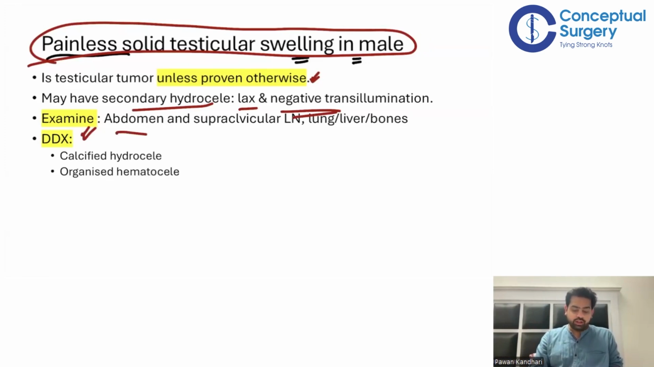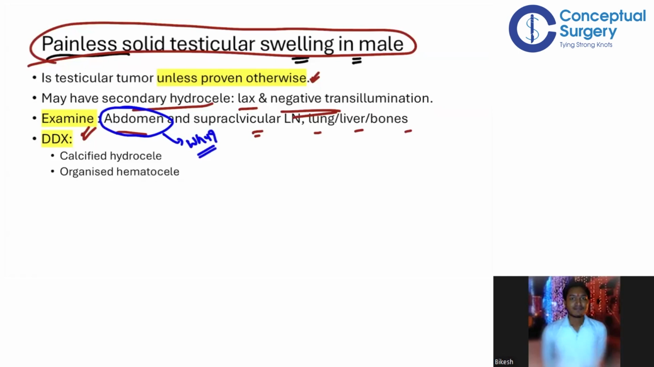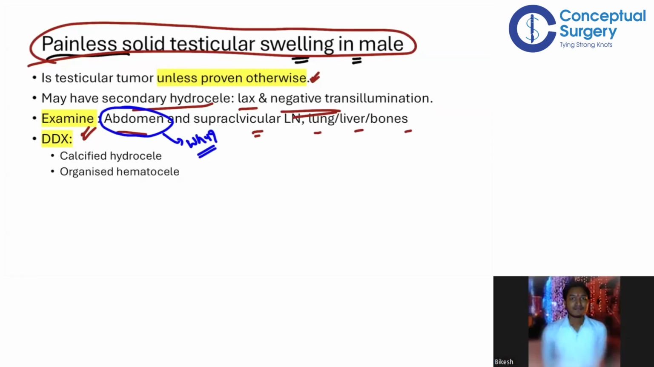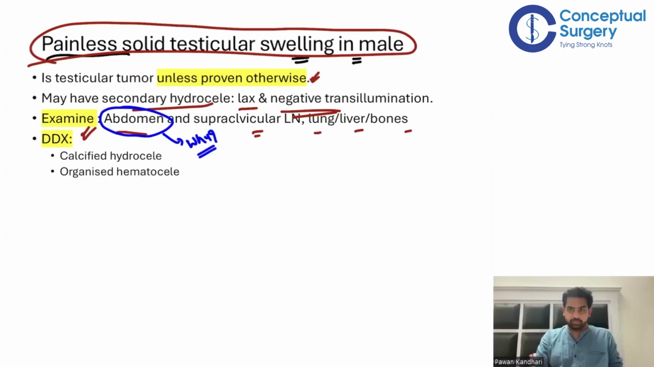Examine the abdomen and the supraclavicular lesion, and lungs and the liver and the bones. That's fine. Why on earth do you want to examine the abdomen of this particular patient? Can you explain it to me? Why do you want to evaluate the abdomen? What is the first landing lymph nodes for the testicular malignancies? Para-aortic. Retroperitoneal lymph nodes. Okay.